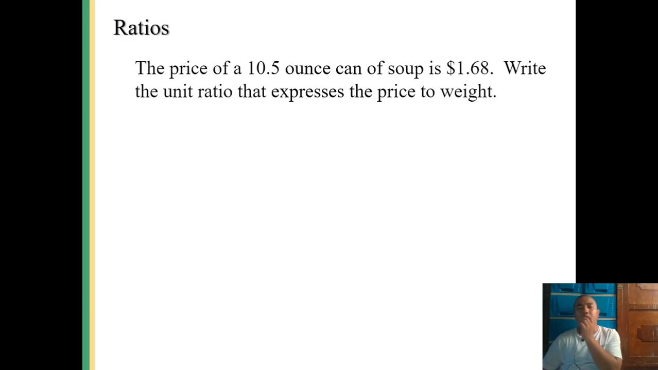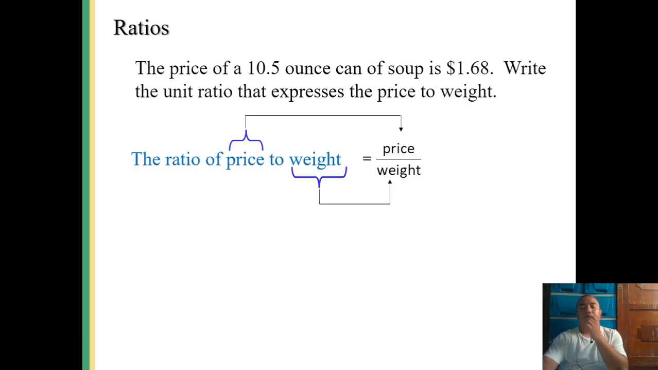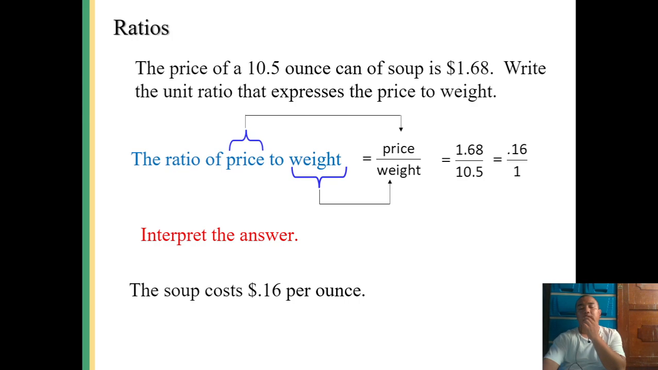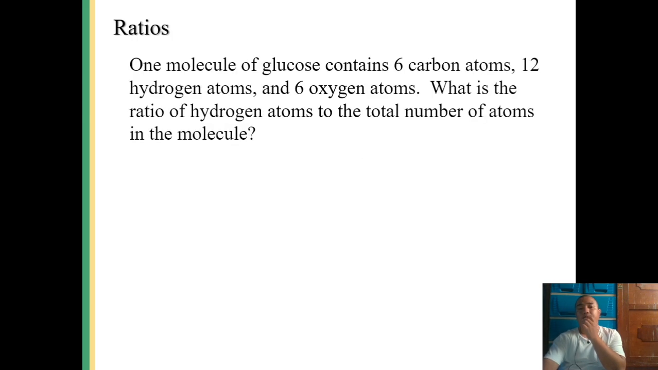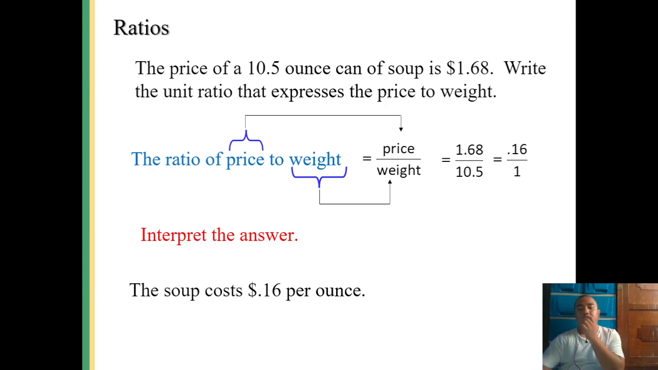Another one: the price of a 10.5 ounce can of soap is $1.68. Write the unit ratio that expresses the price to weight. So the ratio of price to weight can be written as a fraction, price over weight. That is 1.68 over 10.5. If you're going to express this in unit ratio, just divide 1.68 by 10.5. That is equivalent to 0.16 over 1. Interpret the answer: the soap costs $0.16 per ounce. Okay, let's proceed to the next.